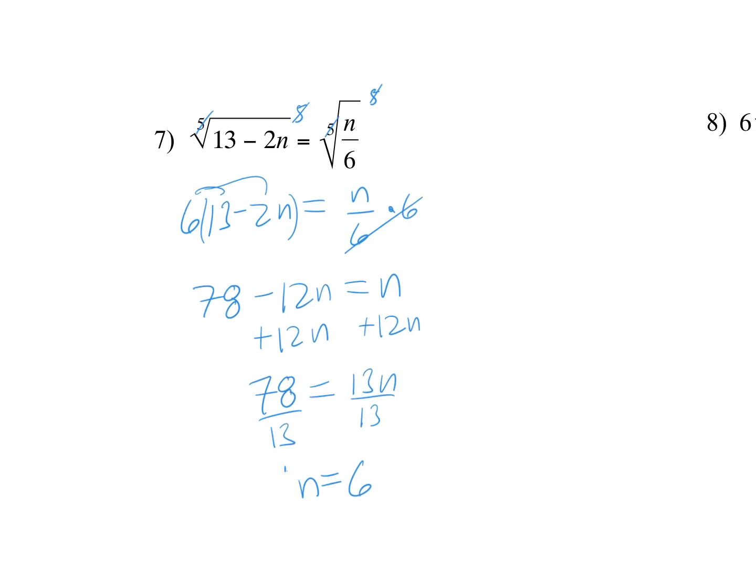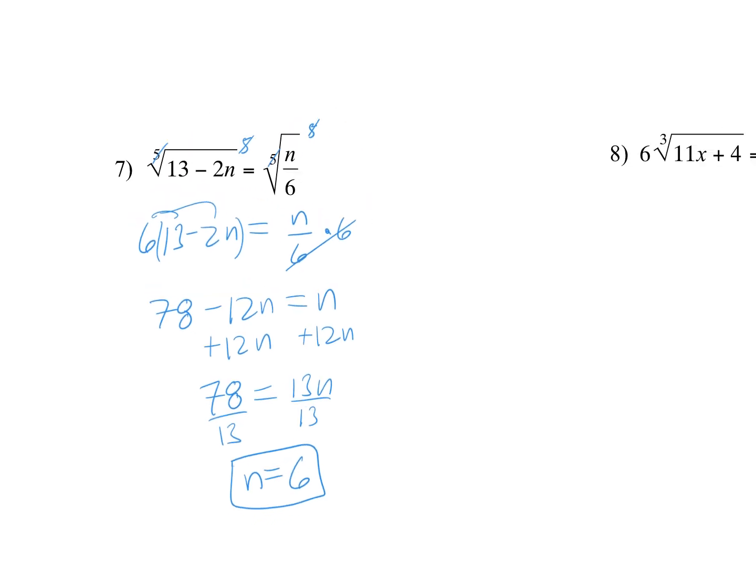When you divide both sides by 13, you get n equals 6. Again, odd roots, like I mentioned in class, you don't have to check. There's going to be no restrictions on those. So n equals 6 is a valid answer.